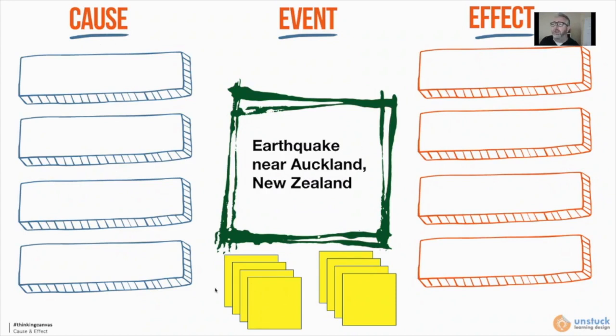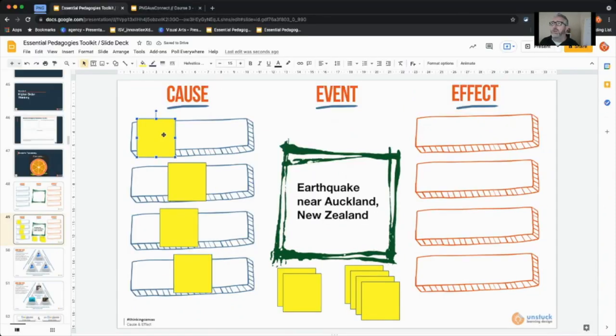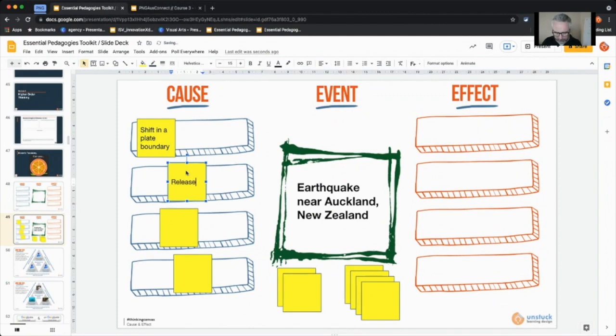Now, I do this digitally often using Google Slides because I can move these little post-it notes around, but you can do this on the chalkboard, you could do it on paper, it really doesn't matter. But what I'm going to say is, what is the cause of the earthquake near New Zealand? I'm going to say shift in a plate boundary. So, release of energy. So I might get some of those different things happening here, and then the event is the earthquake, but then what's the effect? So for example, buildings damaged.